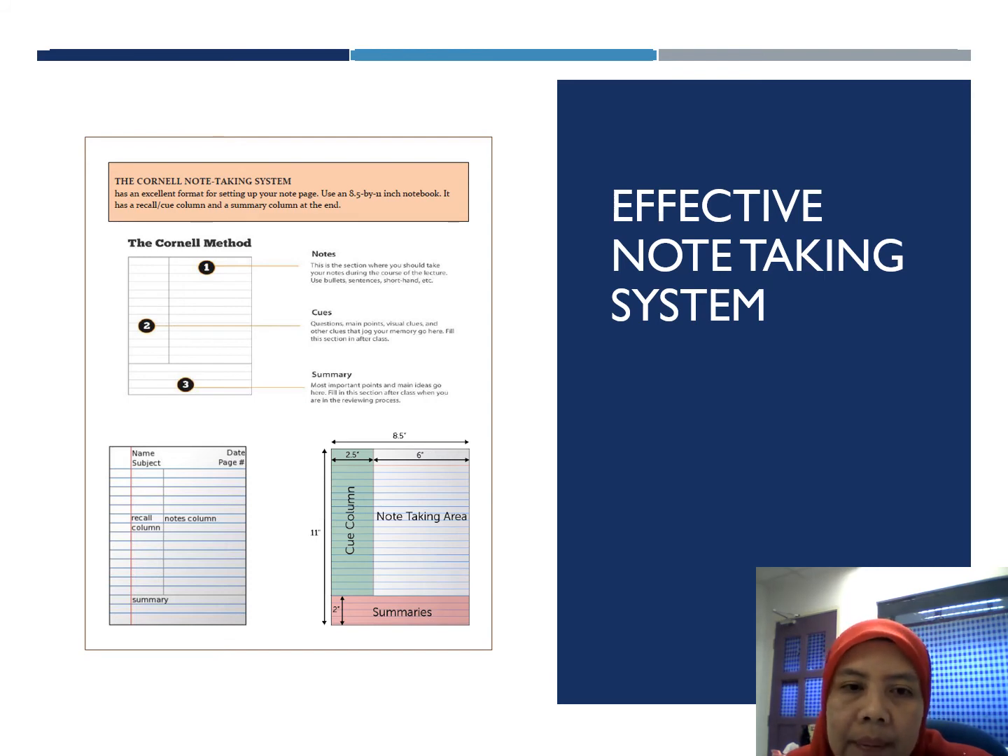Cues is the main point. Visual cues and other cues that jog your memory go here. Fill in this section after class. For example, in number 2, you write the main point in simple words, and in number 1, you explain the detail about that main point. And then in number 3, you summarize all the notes you wrote in number 1. So this is how to use the effective note-taking system introduced by Cornell, and that's why this method is called the Cornell method.